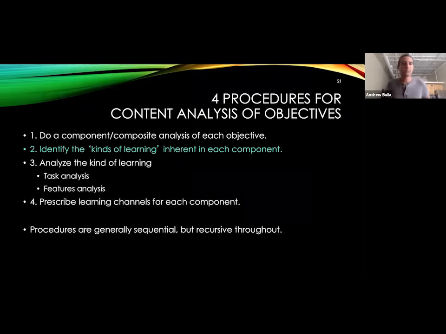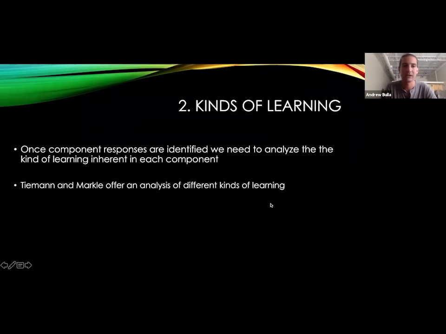So we do a component composite analysis. Then, with each of those components that we've identified, we have to identify the kinds of learning that are inherent in each component. So we take our component skill and we try to see what are the kinds of learning that are inherent. What do I mean by that? Well, Tiemann and Markle, the same individuals that I showed you the system of instruction for, offered an analysis of different kinds of learning.